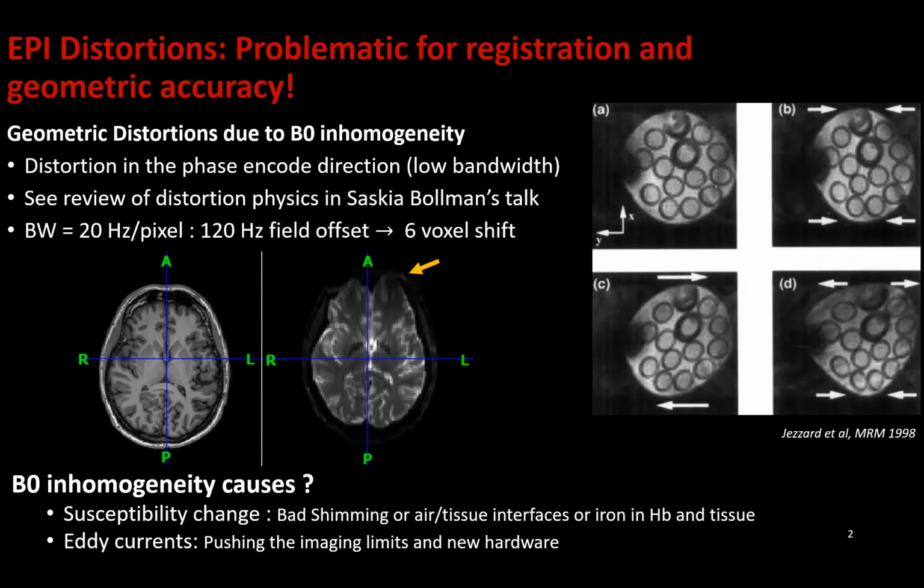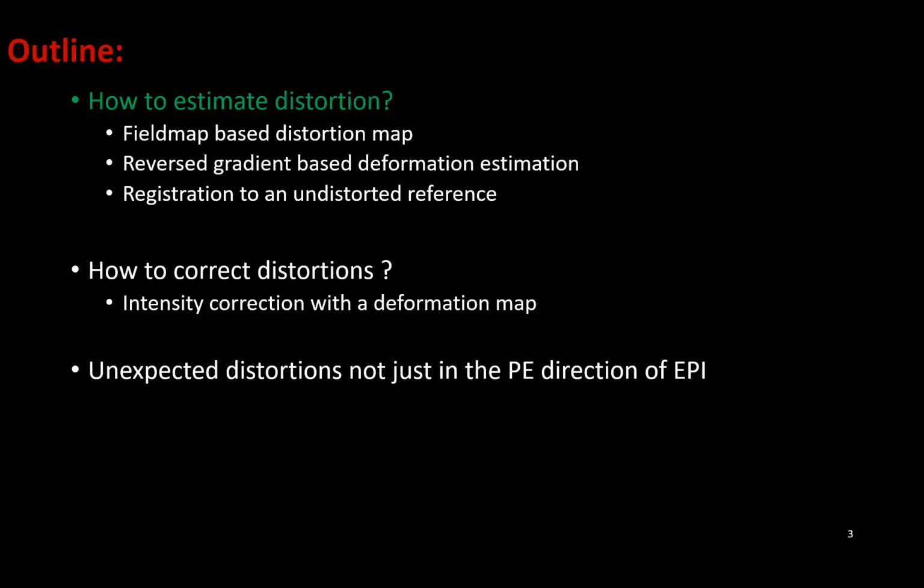How do you register with a distorted image? You want geometric accuracy because you want to know exactly where in the laminar your signal is coming from. Both of these factors, registration and geometric accuracy, suffer when you have these EPI distortions. So for the rest of the talk, given this recap, we are going to look at how you estimate distortion, and then how you correct for these distortions.